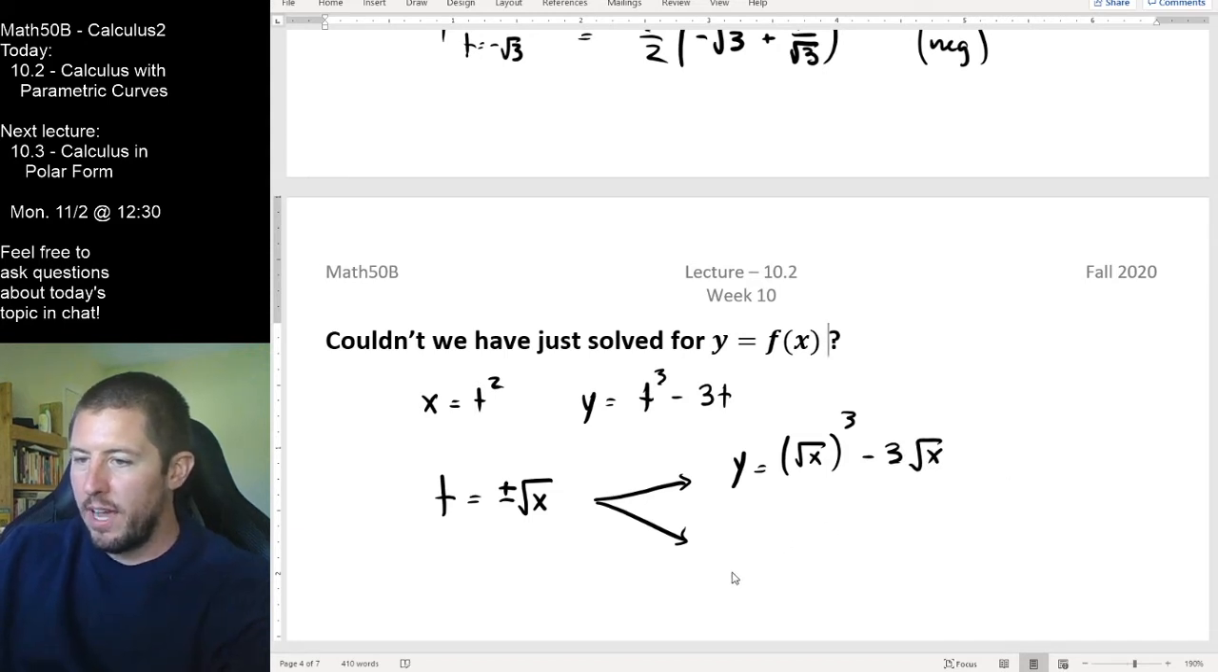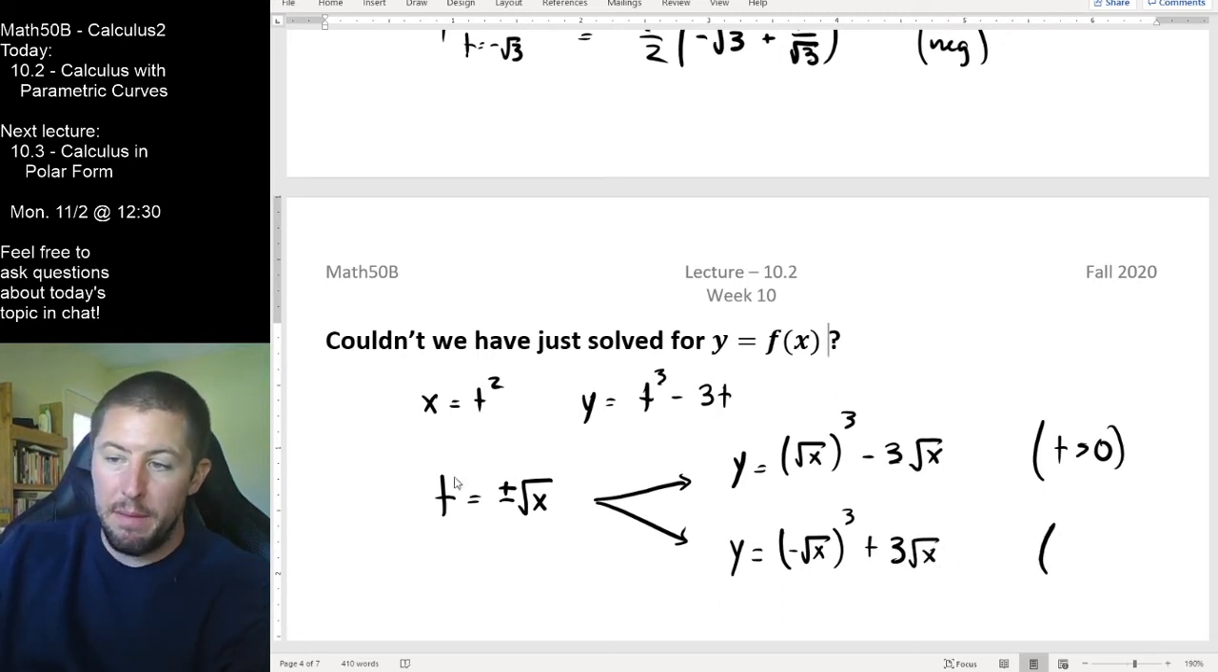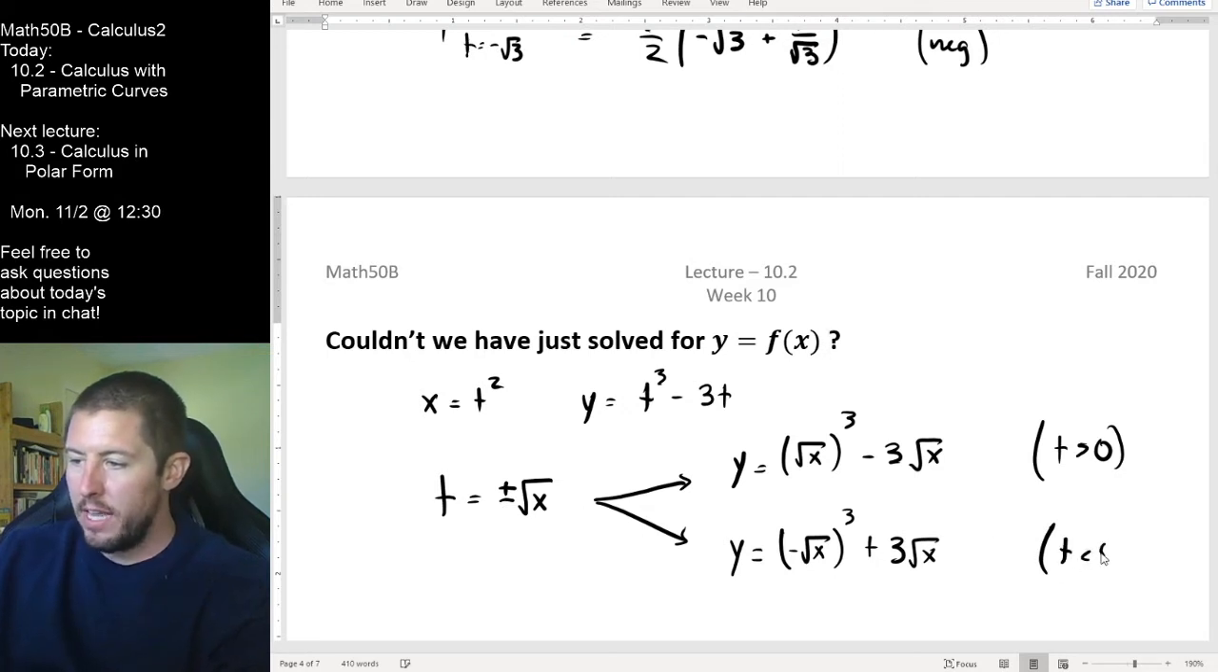Or I'm going to get y, and this is going to be for when t is greater than 0. Alternatively, I could get y equals the negative square root of x cubed, which would end up being plus 3 root x. And this would be appropriate because this was for our times being negative root x, so times are negative. This is when times are less than 0.